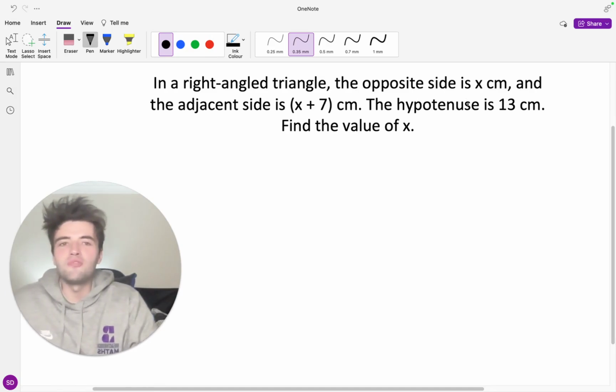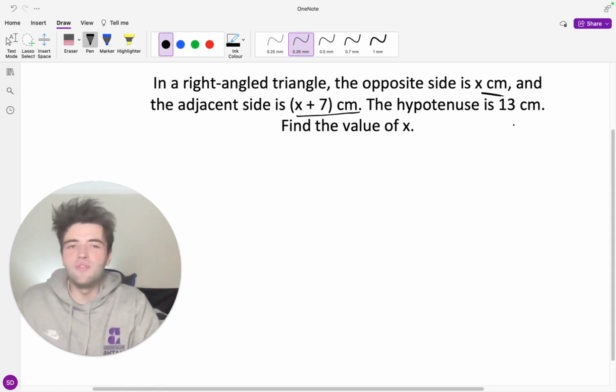So in this question we're told that in a right angle triangle, the opposite side is x centimeters, the adjacent side is going to be x plus 7 centimeters. So two unknowns, but both involve an x, which is fine. And then the hypotenuse is going to be 13 centimeters. So we're asked to find the value of x.